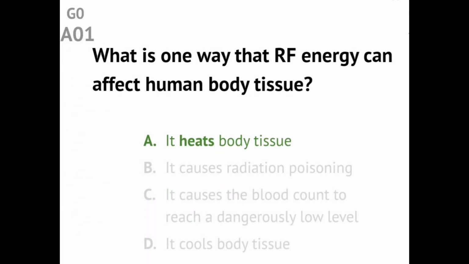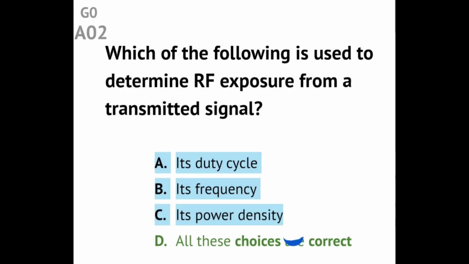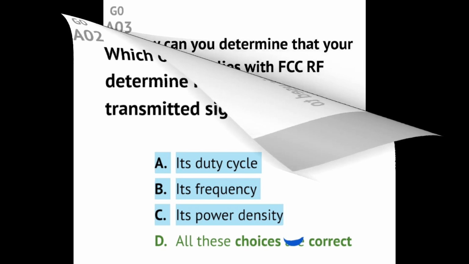Question G0A01. What is one way that RF energy can affect human body tissue? Answer: it heats body tissue. Question G0A02. Which of the following is used to determine RF exposure from a transmitted signal? Answer: all these choices are correct, which are its duty cycle, its frequency, its power density.